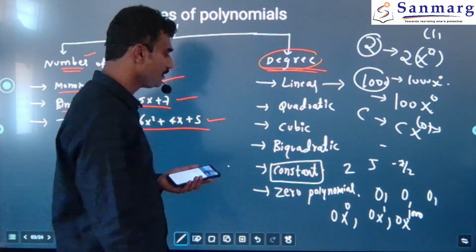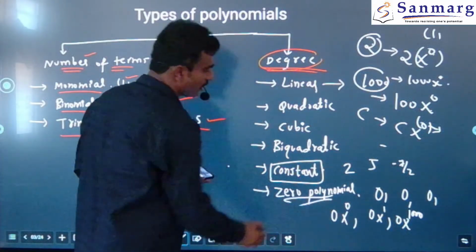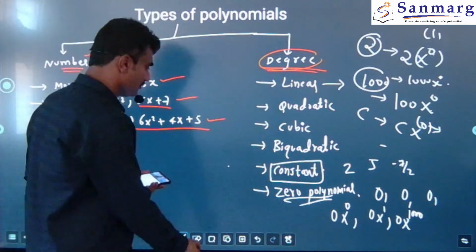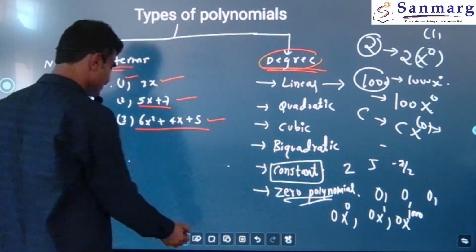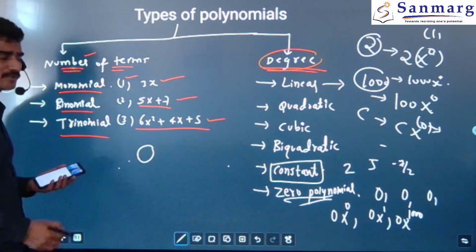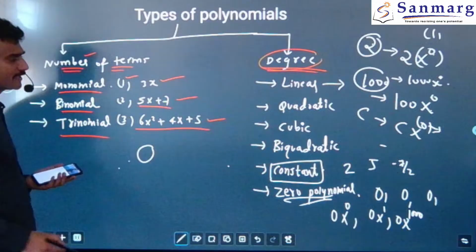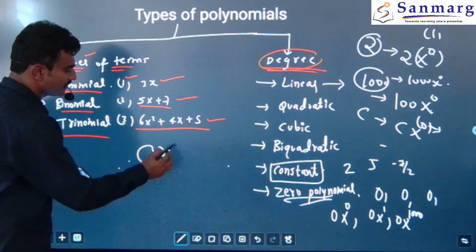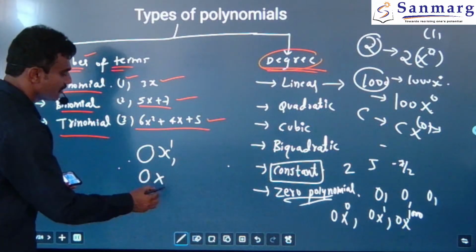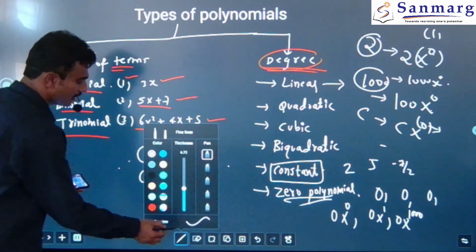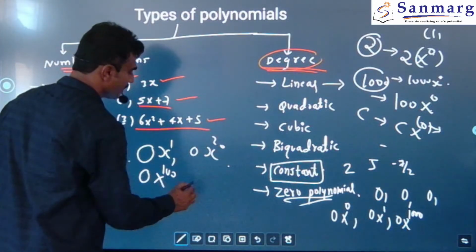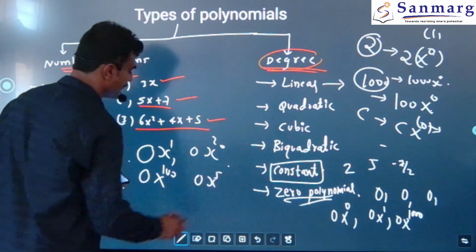Okay. And the next one is zero polynomial. What is zero polynomial? Zero polynomial is just writing the number as 0. For example, if I consider the number 0, how can I write 0 as a polynomial? I can write 0 as 0 into x raised to 1, or as 0 into x raised to 100, or as 0 into x raised to 20, or as 0 into x raised to 5.